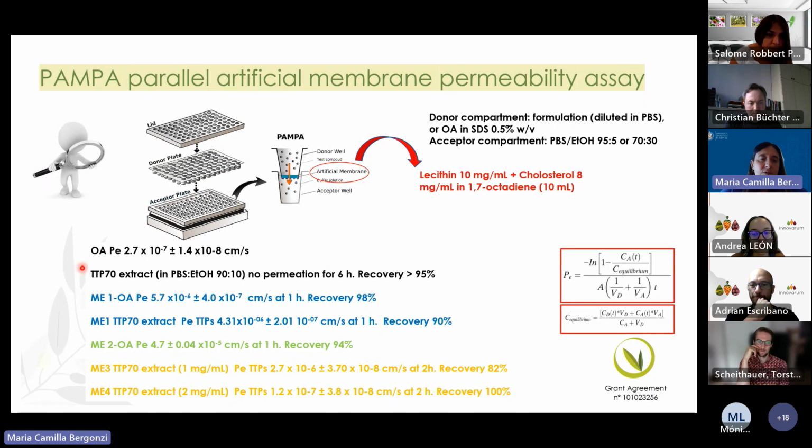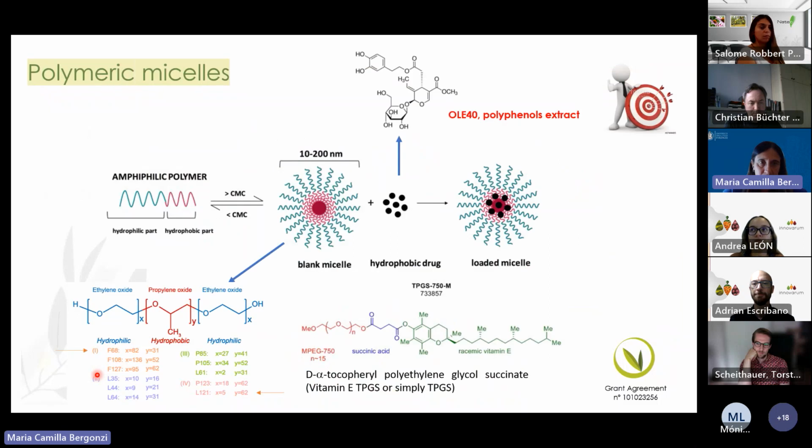Oleanolic acid and the extract are not permeable compounds, but in the presence of the macroemulsions, the formulations and the constituents of the formulations in all cases improve the permeability across the PAMPA membrane of the oleanolic acid or pentacyclic triterpenes. This is a good result, not only for the solubility, but also for the permeability across the membrane.